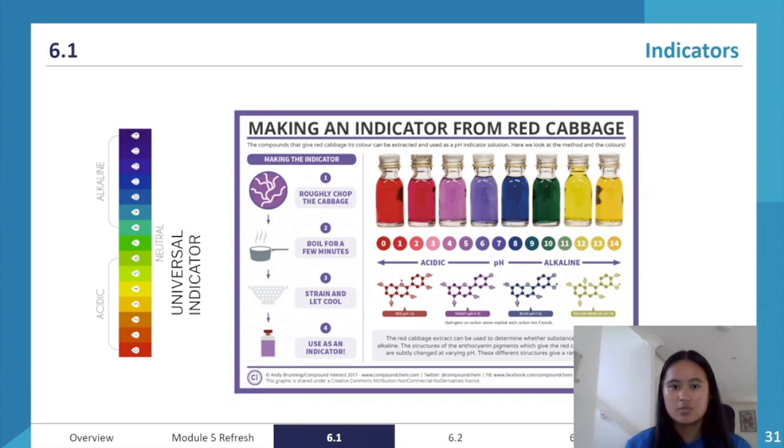Universal indicator is probably the one to use if you want a specific number of pH, because you can see that like 3 and 4 are yellow, whereas 1 and 2 are red. So you'll be able to tell the strength, like the acids apart, and the bases apart. So that's good.